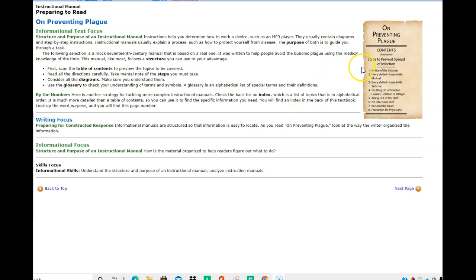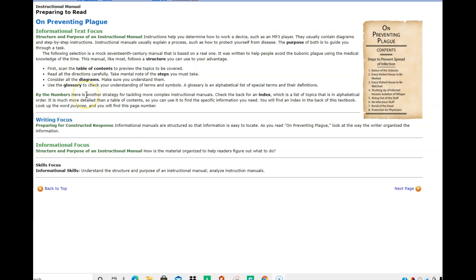First, scan the table of contents to preview the topics to be covered. Read all the directions carefully. Take mental notes of the steps you must take. Consider all the diagrams. Make sure you understand them. Use the glossary to check your understanding of terms and symbols. A glossary is an alphabetical list of special terms and their definitions.